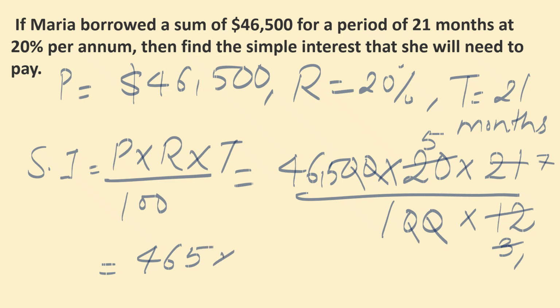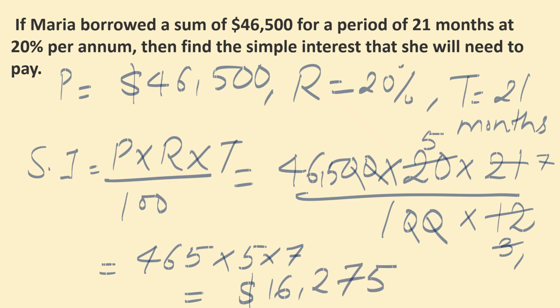So I am having 465 multiplied by 5 multiplied by 7. Now I will just multiply them all together. Here I will get my answer as $16,275. So this much interest I will be paying. Remember why we divide by 12: because in 1 year we have 12 months and she is paying for 21 months.